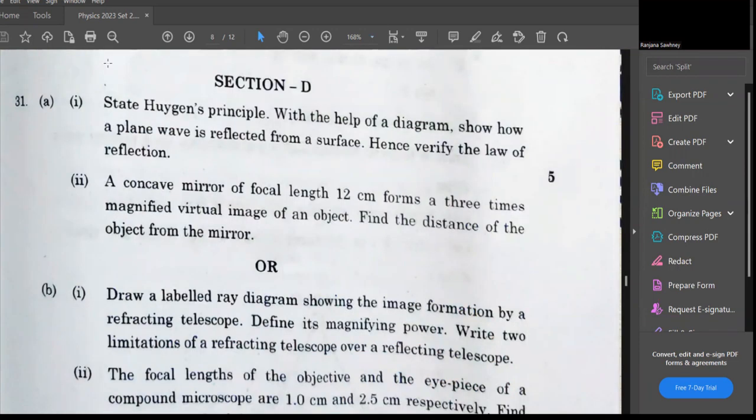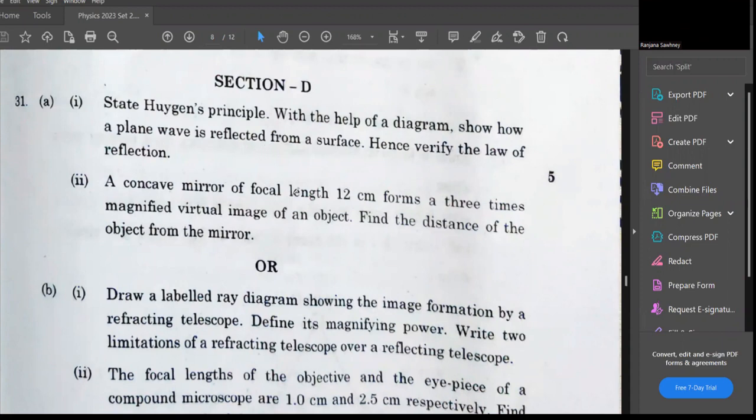There are 3 questions over here. Question number 31: state Huygens principle, and with the help of a diagram, show how a plane wave is reflected from a surface and verify the laws of reflection. Okay, this is a very simple question you must have done.